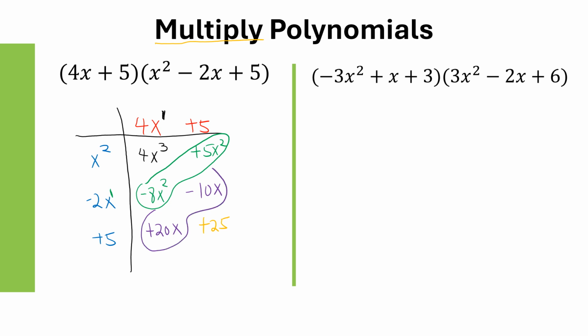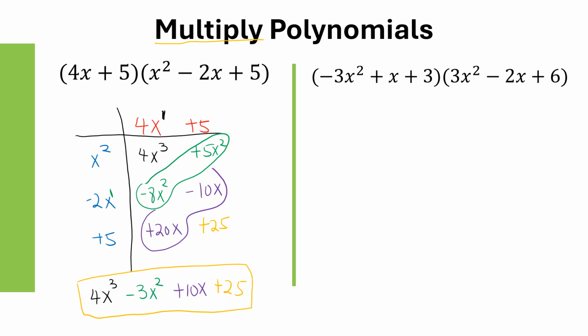So my final answer to this problem is we have 4x to the third power, and then negative 8 plus 5, that's going to give you negative 3x squared. 20 minus 10 is going to give you positive 10x, and then you just bring down the 25. And that's how you multiply using the box, or sometimes we call that the table method.